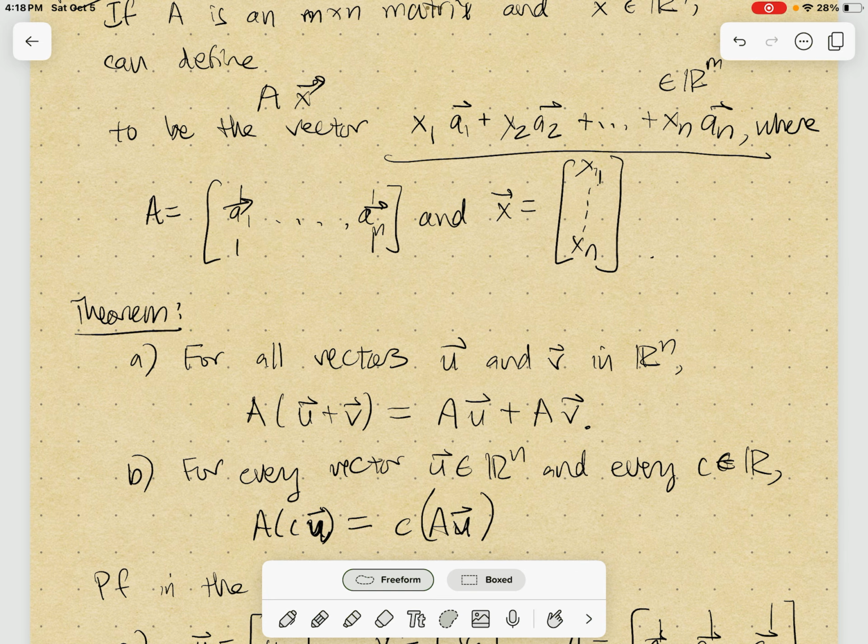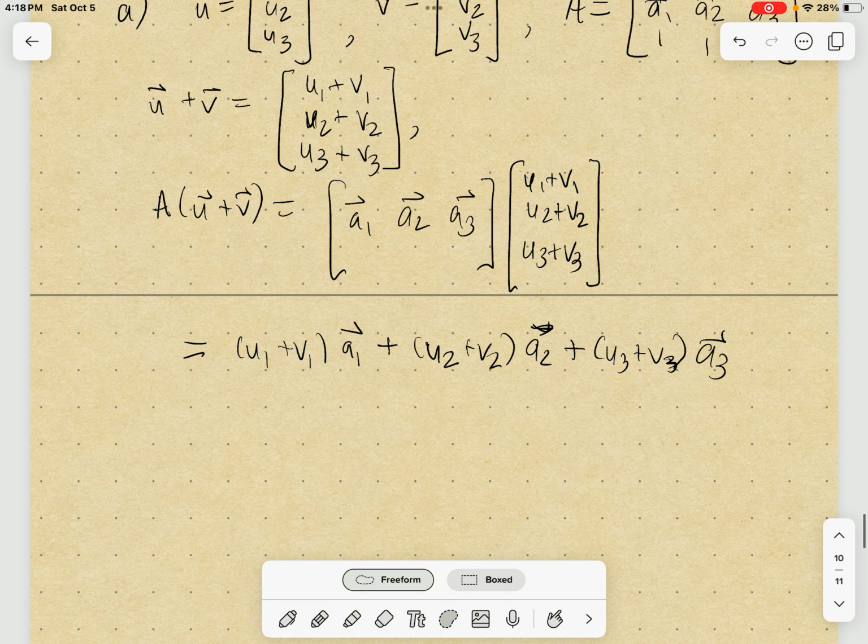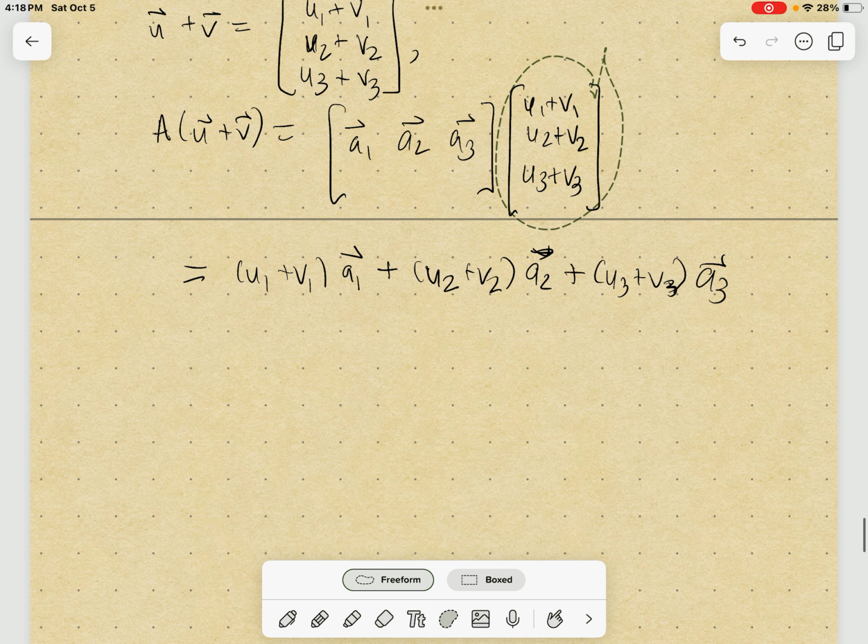I'm just copying this, right? So my n is 3, so I have x1 a1 plus x2 a2 plus x3 a3, and then my x1, x2, and x3, those are u1 plus v1, u2 plus v2, u3 plus v3. That's my x. I'm doing A times x, where that's my x. And then when I just copy the definition, this is what I get.